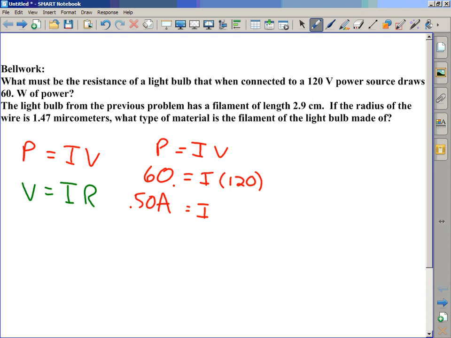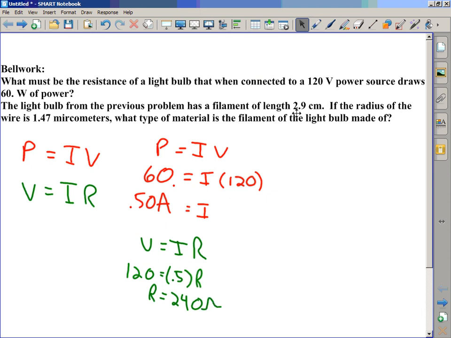Then that allows me to plug into Ohm's law, V equals IR, to be able to solve for the resistance. That's going to be 120 over 0.5. Why don't you just use P equals V squared over R? We're going to do that. I'm going to show you that next. R equals 240 ohms.